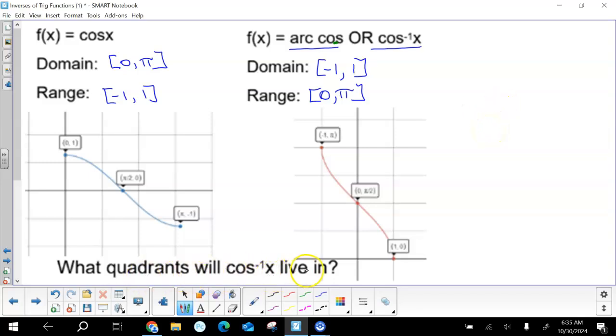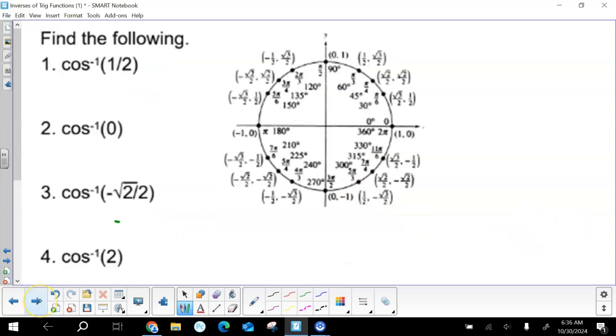So what quadrants can the inverse cosine live in? Well, it can live in quadrant 1 and quadrant 2. Now if you look right here, again, I'm only looking at these two quadrants. So cosine is +1/2 right here, and that right there is pi thirds. So I'm saying when cosine is 1/2, what is the measure of that angle? And that would be pi thirds.